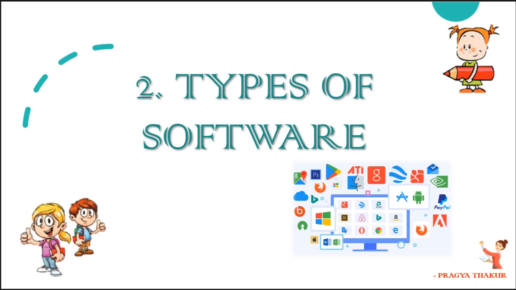This is the last class related to the topic types of software. In previous classes, we discussed application software and system software. In today's class, first we'll start with the difference between system software and application software, and after that we'll go ahead with the other topics. So first is system software versus application software.